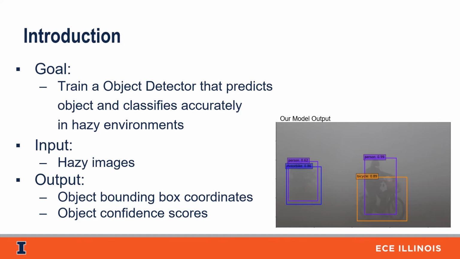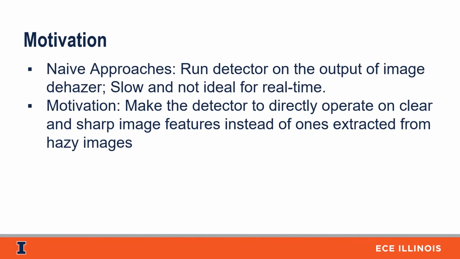To solve this problem, the most naive approach is to run the object detector on the output of an image dehazer. However, this method is slow and not ideal for real-time performance because a good image dehazer is also quite computationally expensive. Therefore, we initially formulate our problem as making the detector directly operate on clear and sharp image features instead of the ones extracted from the hazy images.